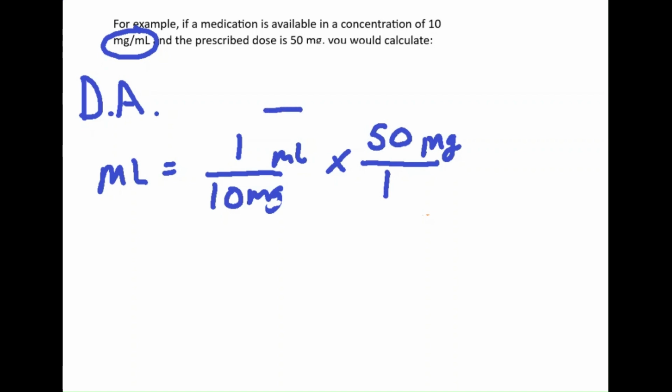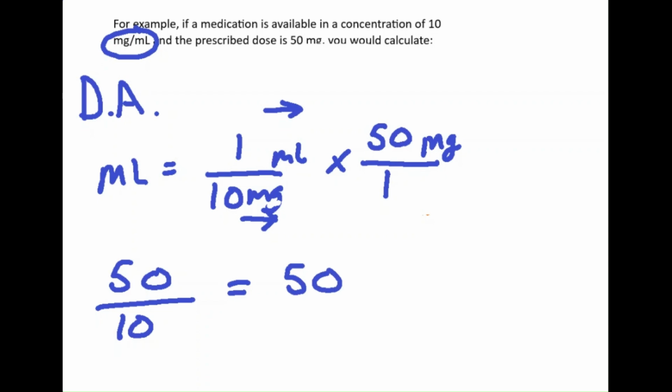Remember how to multiply your fractions? We're going to be multiplying to the right. So 1 times 50 equals 50. 10 times 1 equals 10. 50 divided by 10 equals 5. And remember your unit of interest, milliliters.